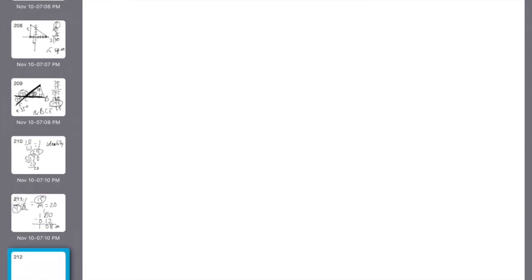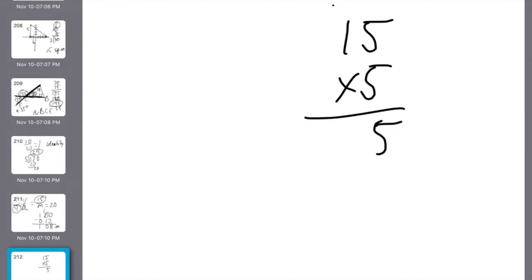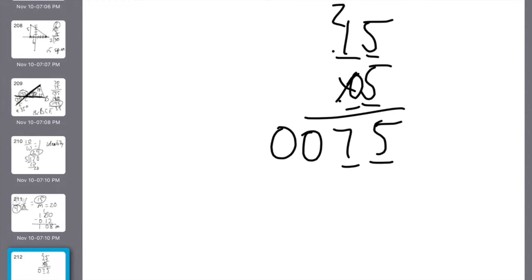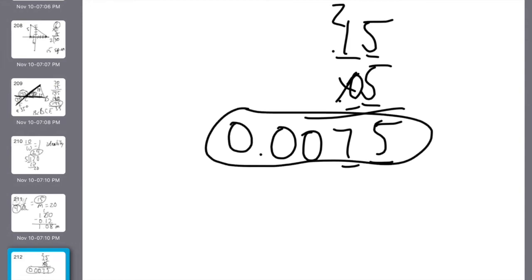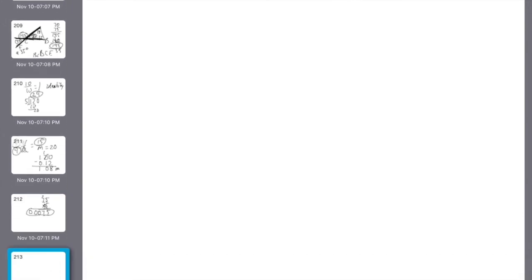Number 21, parentheses next to each other means multiply. So I'm taking 15 times 5. That gives me a 25. Carry it, that gives me a 7. Now it wasn't that, it was 0.0. So 1, 2, 3, 4. 1, 2, 3, 4, decimal point 0. So I have 75 10,000ths. Make sure you're counting decimal points.